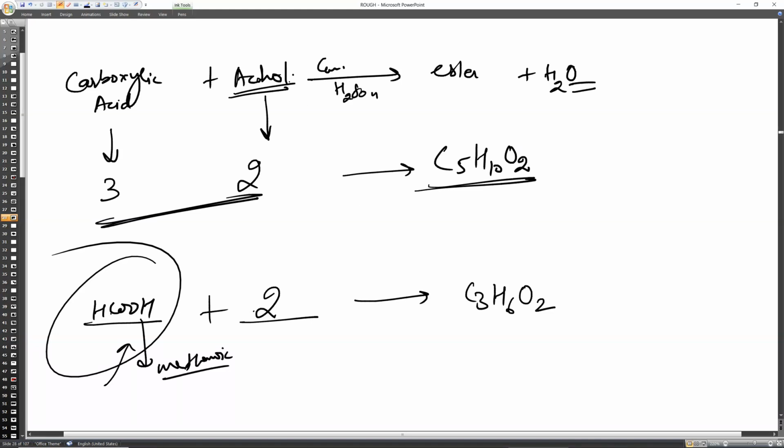I'm coming back in a minute, okay? Now you need to do this one: what name should be given to this one? Please tell me the name of this ester. Just coming back.